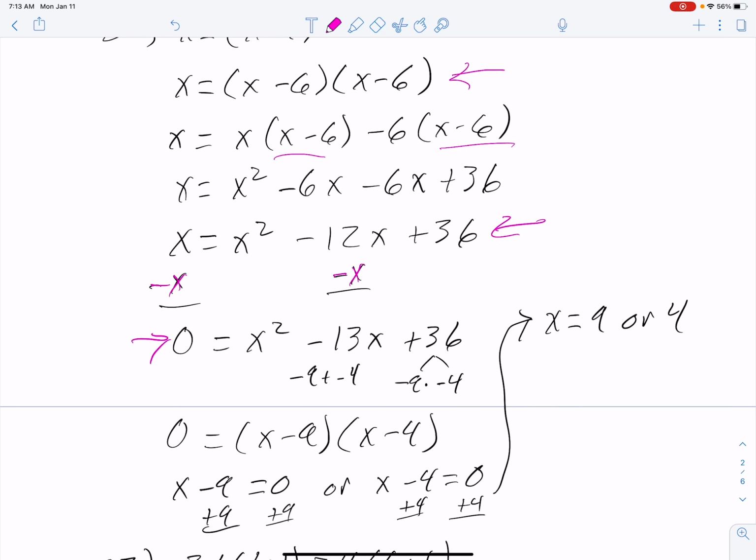Factors of positive 36 that are going to add up to negative 13 are negative 9 and negative 4. So I finish my factoring, set each piece equal to 0, and I have my values. And once again, don't forget about the word or.